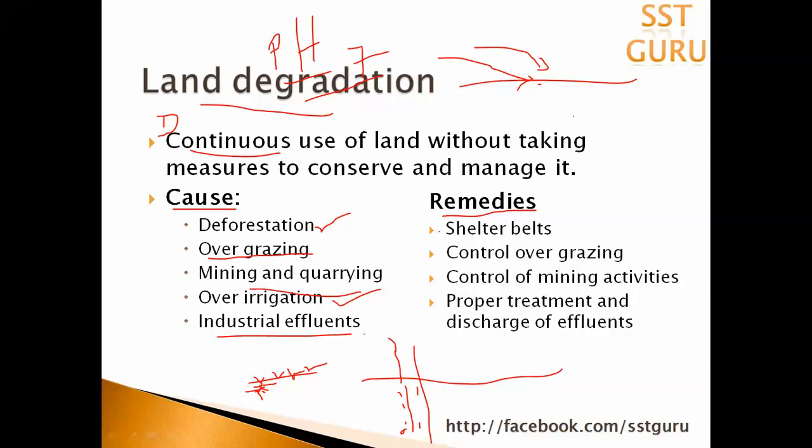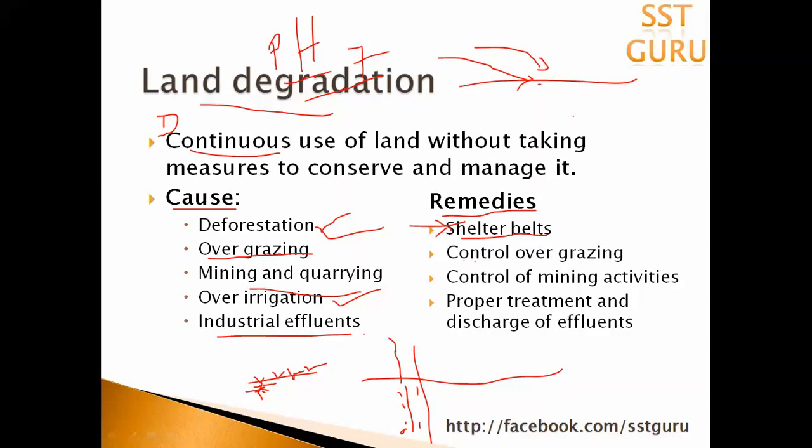And now coming on to the remedies. For remedies, it is very simple. For deforestation, you write afforestation. Afforestation, we have a different word here, we mean shelter belts. Shelter belts also sustain land degradation, and I'll tell you more about shelter belts in the next slide.